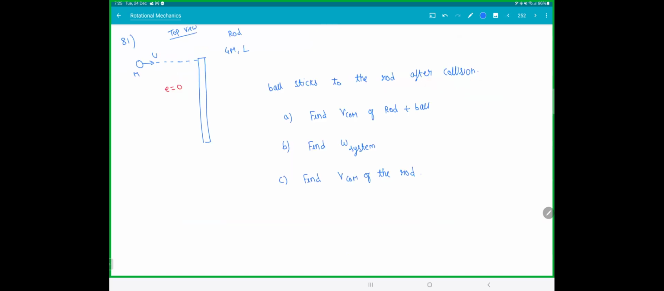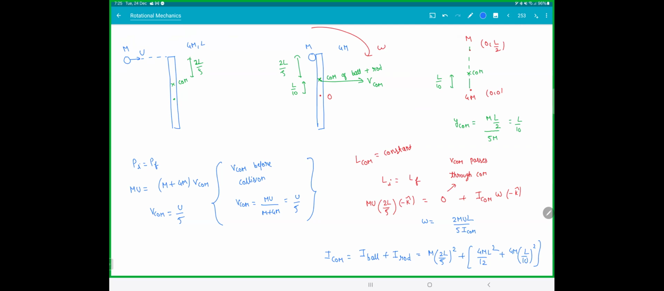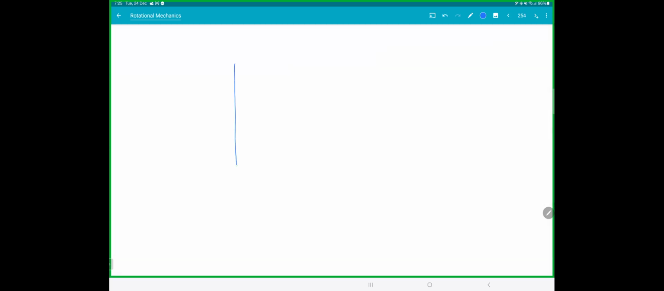What else did I ask you? Velocity of center of mass of the rod. So there I know omega, I know velocity of center of mass, so I think I'm done. So basically this point here is going in a straight line with U by 5. And the whole setup is rotating with omega. This is the center of the rod, so this is going with U by 5. And this will be L by 10 omega because this distance is L by 10. So velocity of the center of the rod is U by 5 minus omega L by 10.